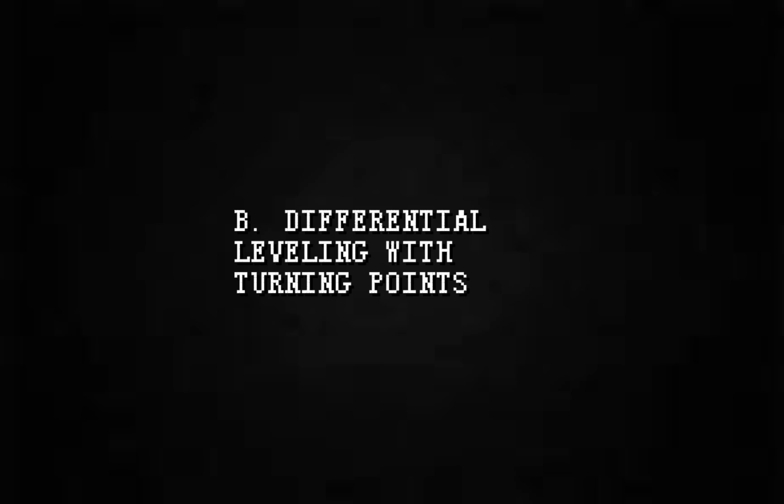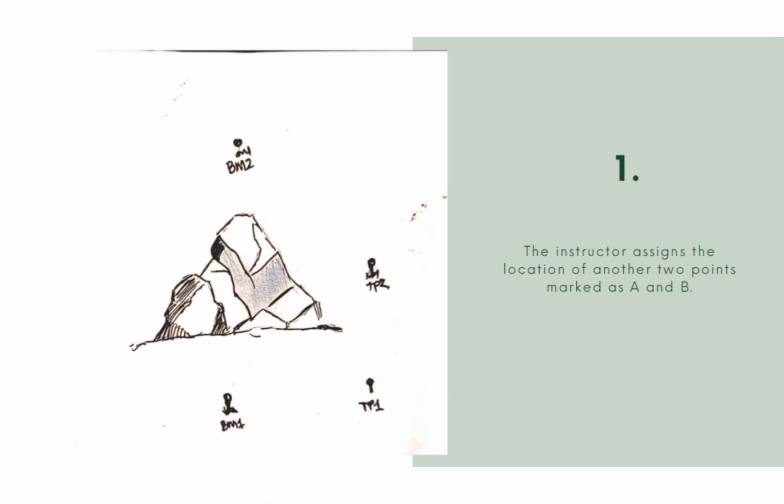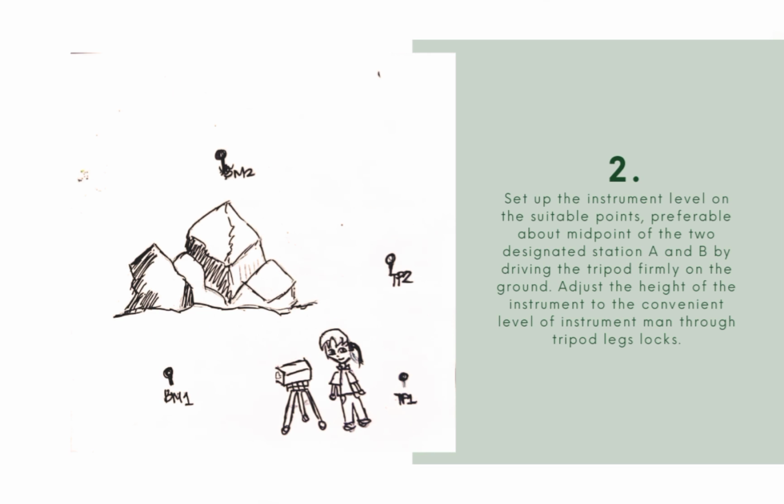Part B, Differential Leveling with Turning Points. Procedure number 1. The instructor assigns the location of another 2 points marked as A and B. Set up the instrument level on a suitable point, preferably about the midpoint of the two designated stations A and B, by driving the tripod firmly on the ground. Adjust the height of the instrument to a convenient level for the instrument man through the tripod leg locks.